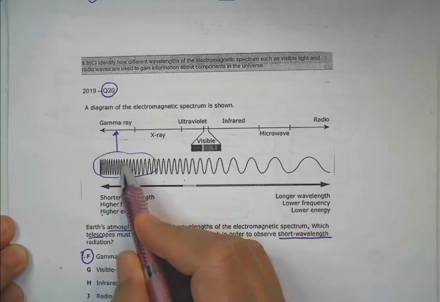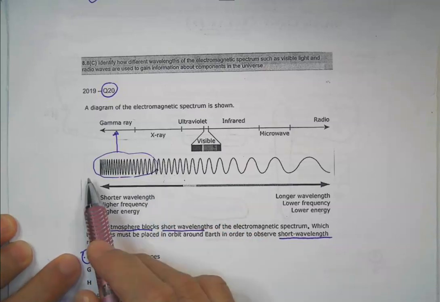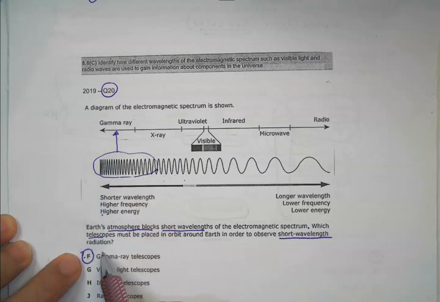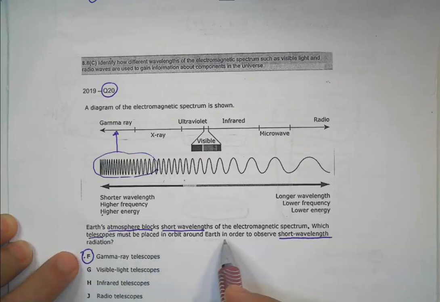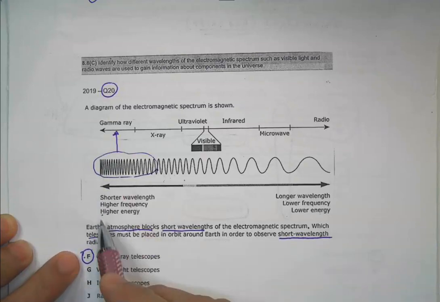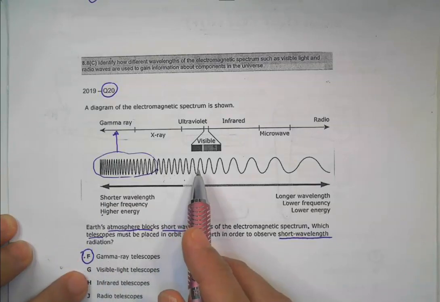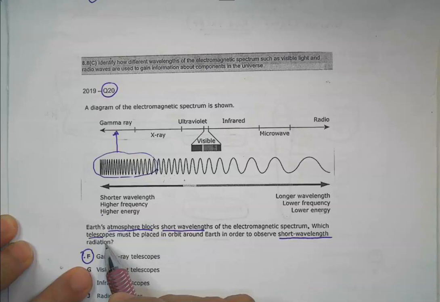we have here the short wavelengths. So the answer should be gamma rays. We would need a telescope in orbit that should be able to see short wavelengths, because gamma rays have short wavelengths. Visible light, they're longer. Infrared, even longer. Radio waves, even longer. So the correct answer is letter F.